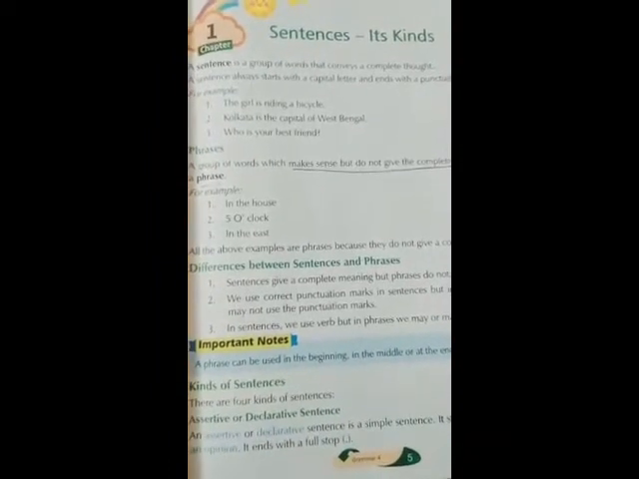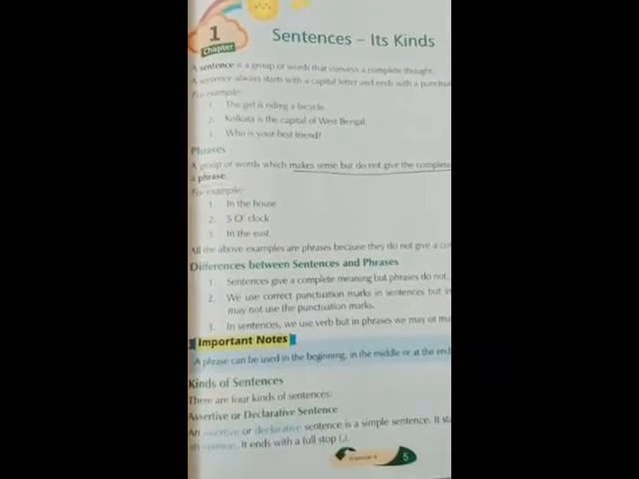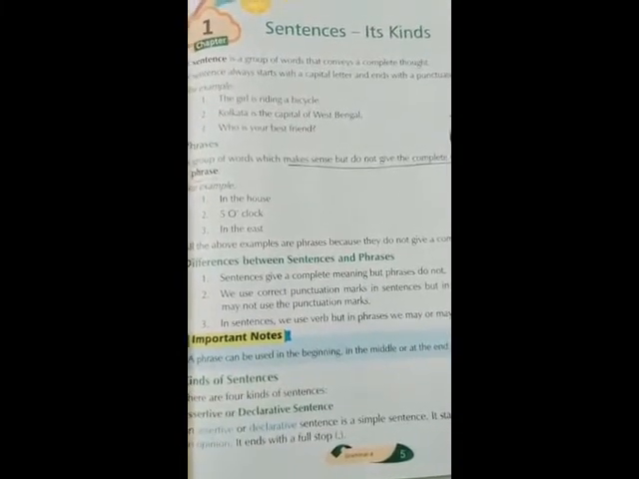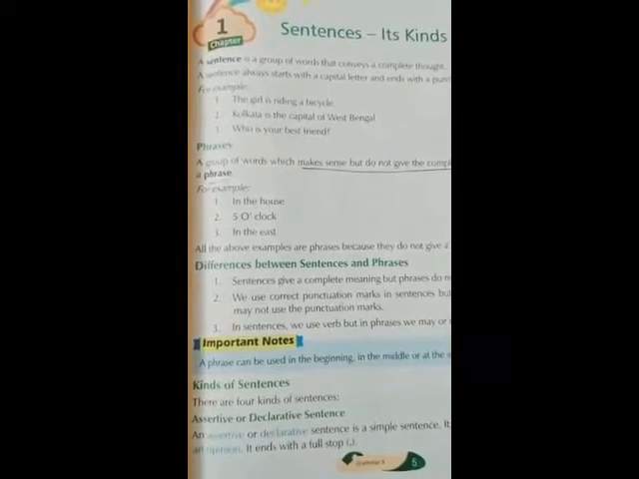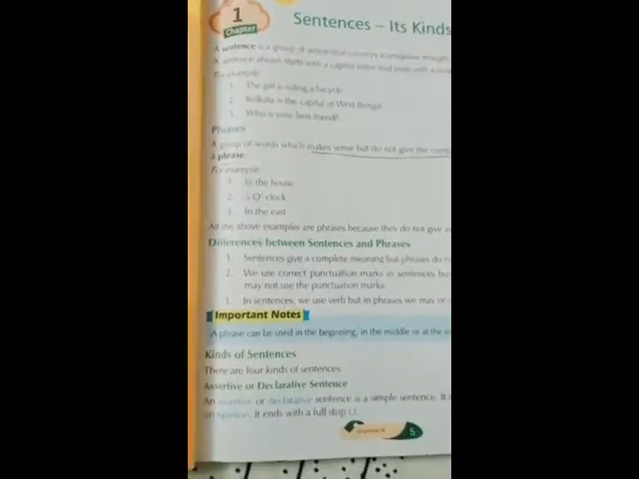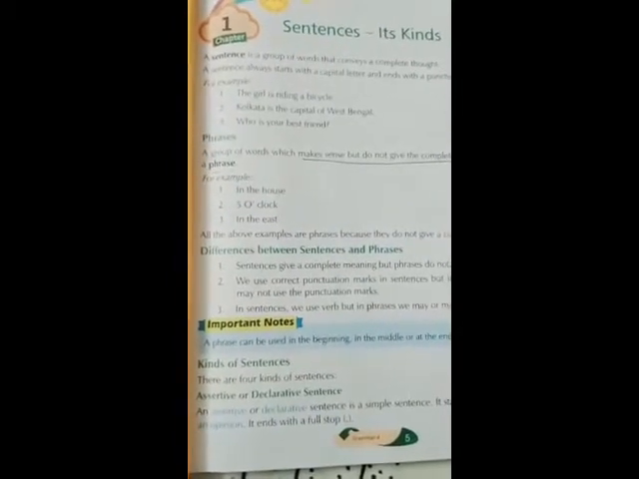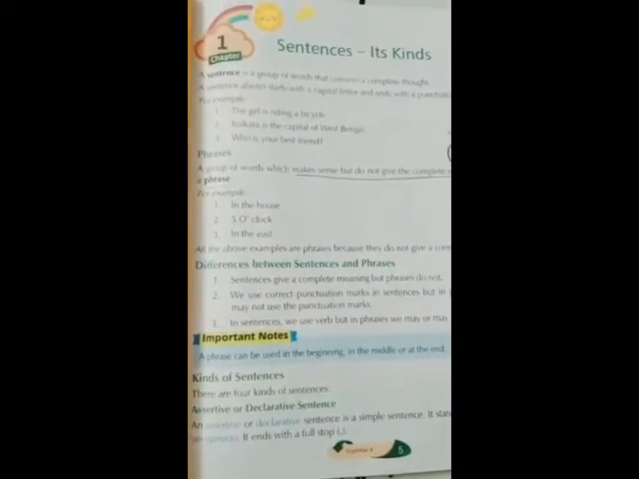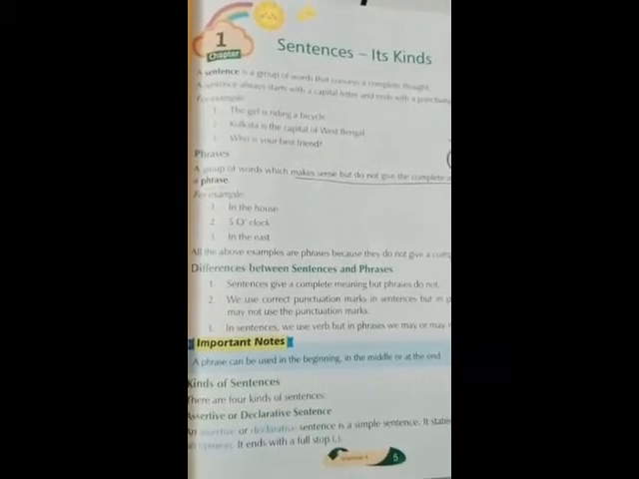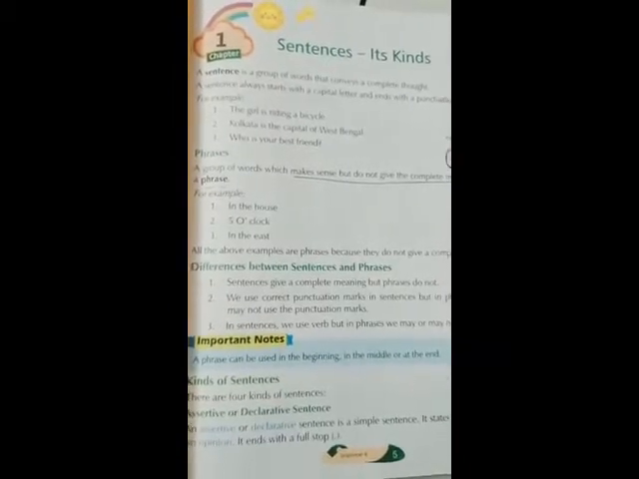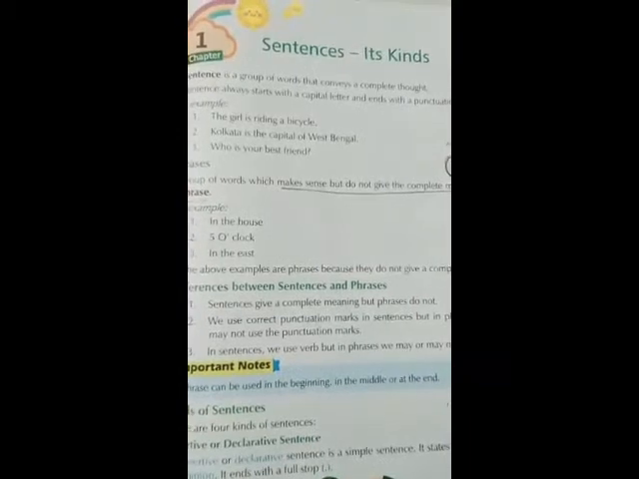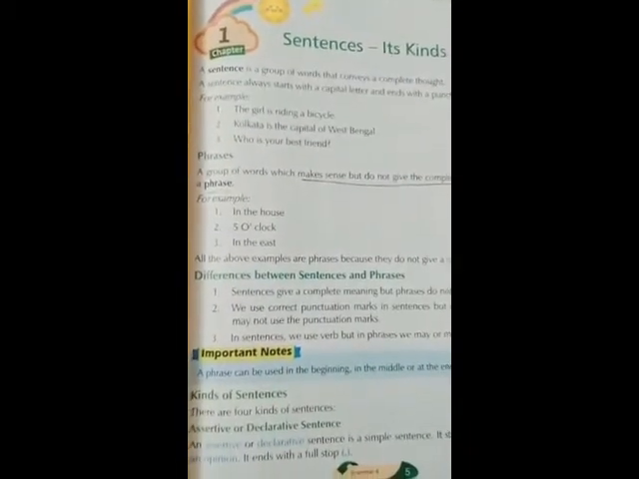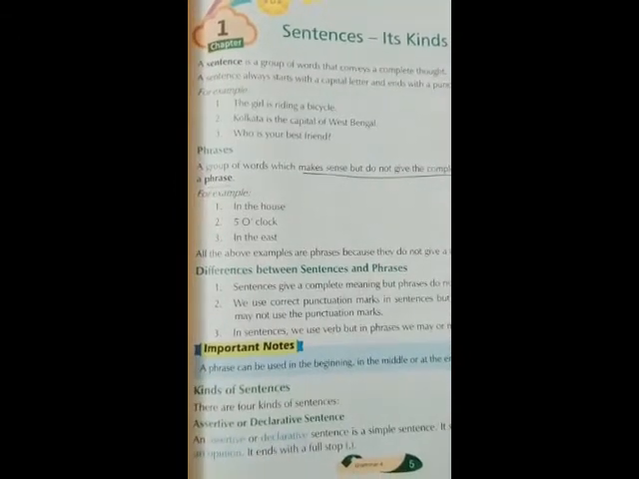Today we will read a new chapter from our grammar book, the sentences and its kinds. Let us follow the book. A sentence is a group of words that conveys a complete thought. A sentence always starts with a capital letter and ends with a punctuation mark. For example, now read the example given below.